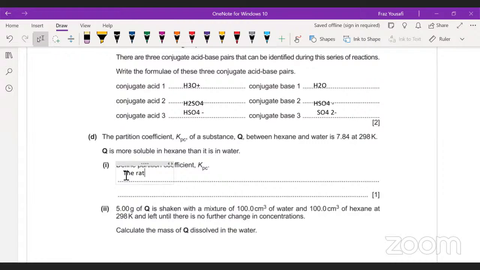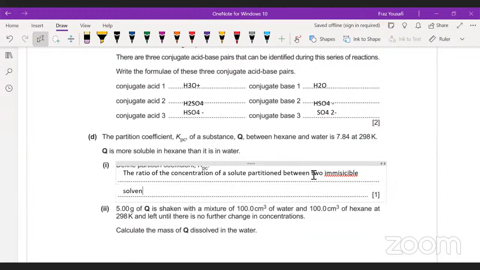It is the ratio of the concentration of a solute partitioned between two immiscible solvents at equilibrium.